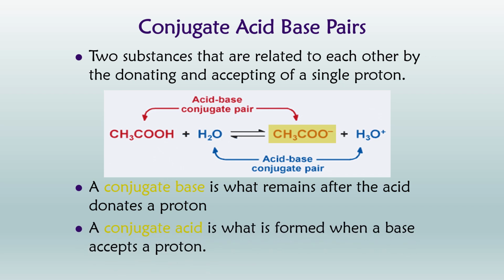And then a conjugate acid is going to be whatever is formed after the base has accepted a proton. So for example, the base in this case is H2O. So on the product side, the H3O positive is the one that is going to be the conjugate acid, because it has now accepted a proton.